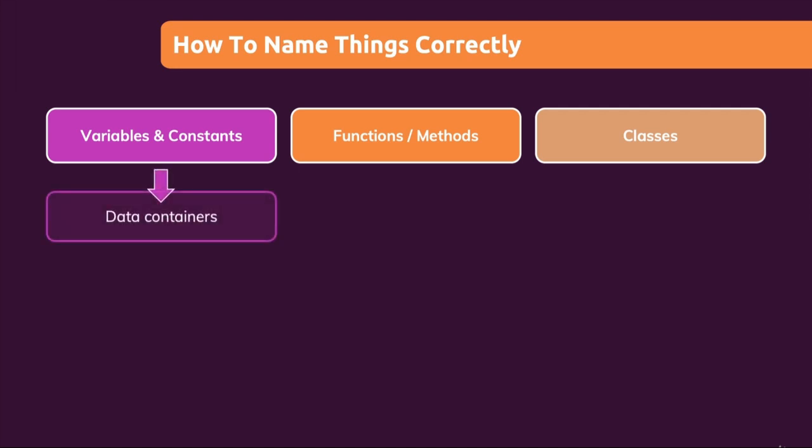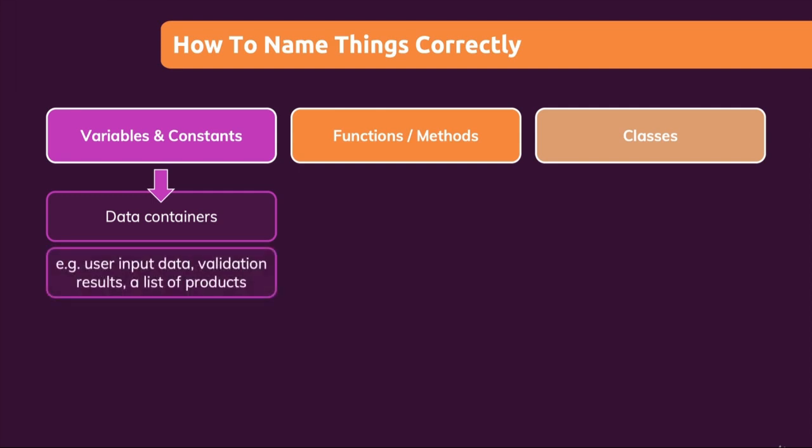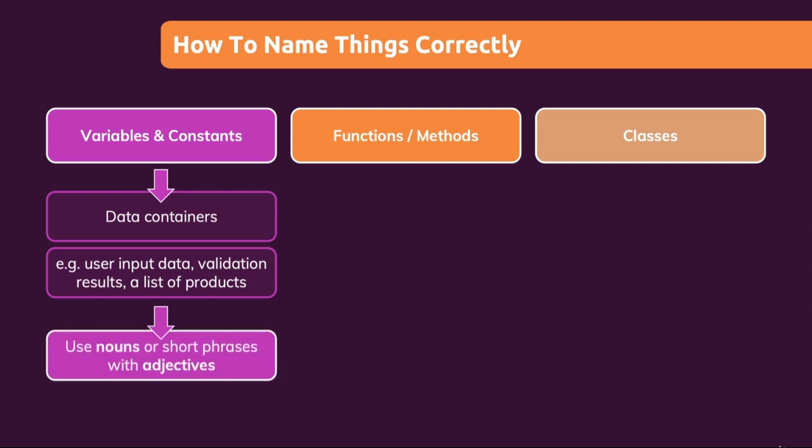We use them to store some data. That could be some data entered by a user, for example, in a web application. That could be the result of validating that user input. It could be a list of products, a single product, anything like that. Here, for the names of these variables, constants, and properties, we typically want to use nouns or short phrases with adjectives which describe what's inside of the data container.